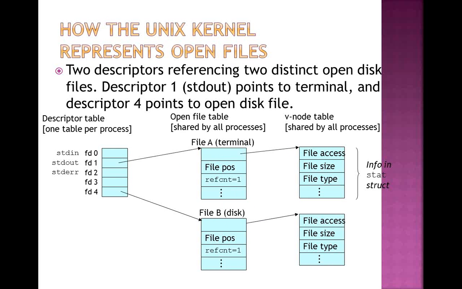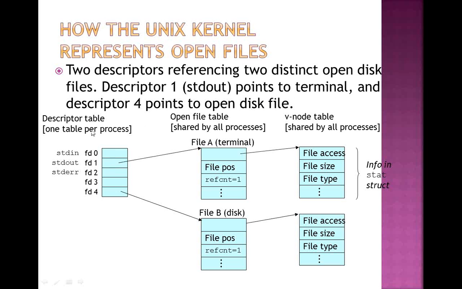Now the next concept: how the Unix kernel represents the open file. This shows two descriptors referencing two distinct open disk files. Descriptor 1 points to the terminal and descriptor 4 points to an open disk file. That is, stdout points to the terminal and the other descriptor points to the open disk file.